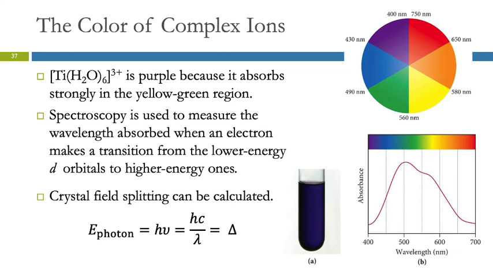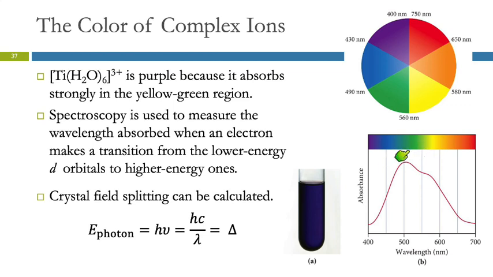The wavelength absorbed is when an electron makes a transition from a lower energy to a higher energy. So here, light of these wavelengths has the correct energy to move from the lower level of the split d orbitals to the higher, moves an electron up. It's absorbing that wavelength of light.